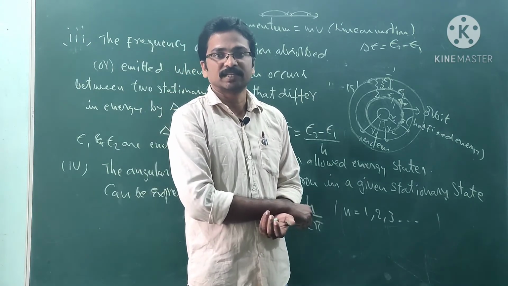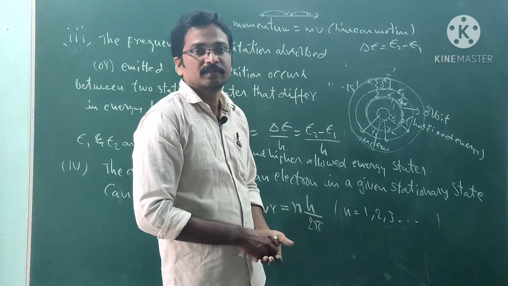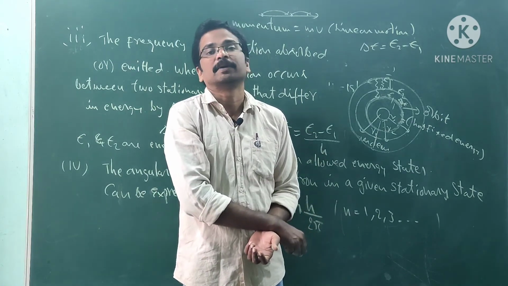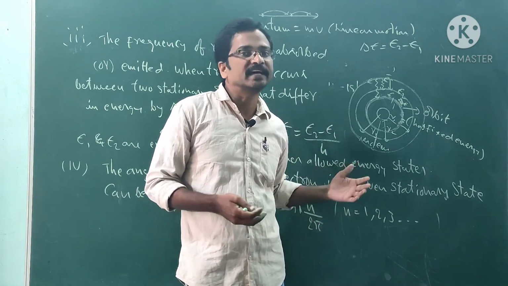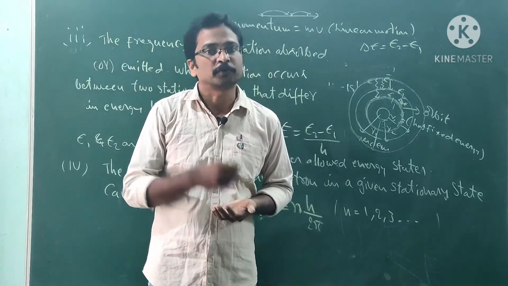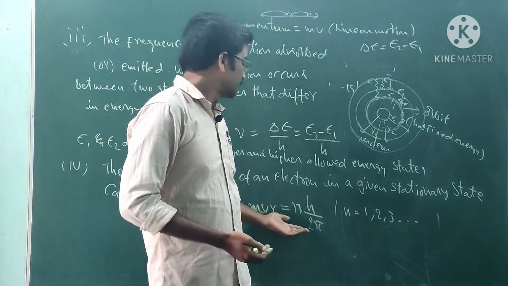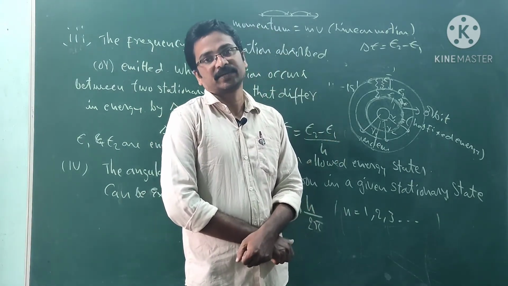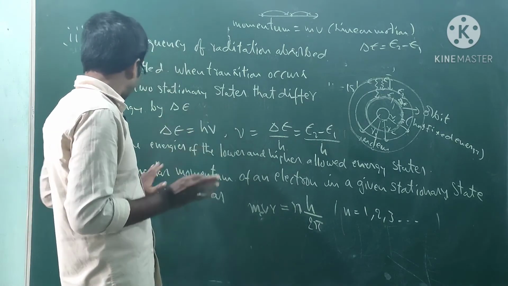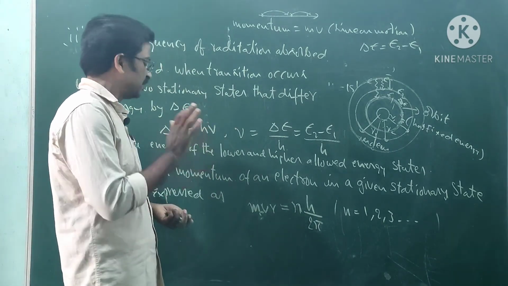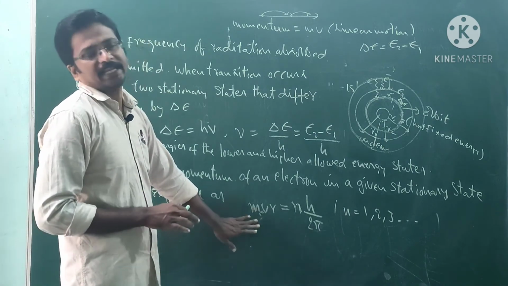There are lengthy problems for proving this concept. The basic ideas are introduced in intermediate, but the detailed concept for the hydrogen atom and other things is not covered here. These are present at higher levels, like post graduation, where they show in detail how mvr is equal to nh by 2 pi is proved and why it is correct. You cannot bother about this. You simply read mvr is equal to nh by 2 pi. The angular momentum of an electron in a given stationary state can be expressed as mvr is equal to nh by 2 pi. That's enough; this statement is enough for intermediate.